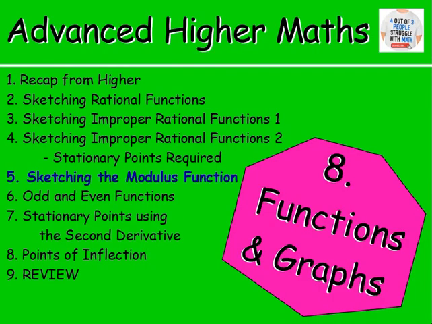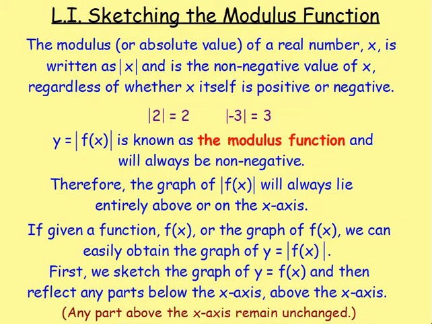After that, we went on to looking at sketching the modulus function. So, the modulus signs, this is something that we have come across before, and really it's the absolute value or the modulus of a real number, and what's meant by that is it's the non-negative value of whatever that number would be. So if you want the modulus of 2, well, that's just 2. If you want the modulus of a negative number, you just take what that number is, but you ignore the negative.